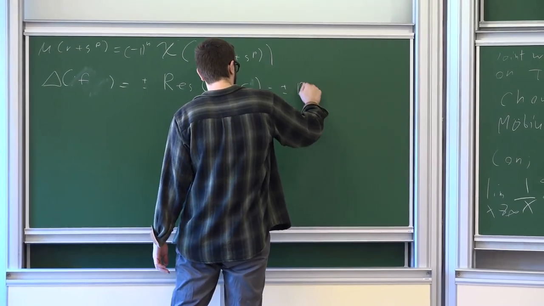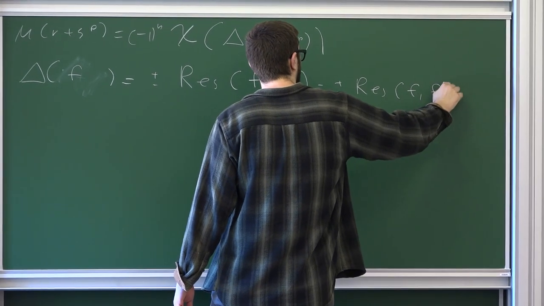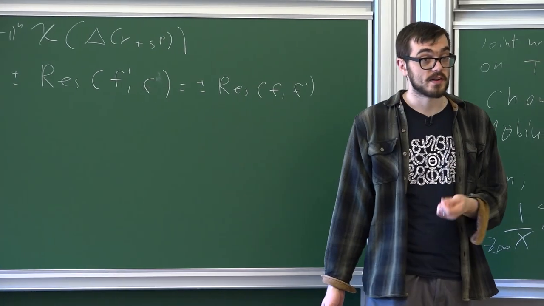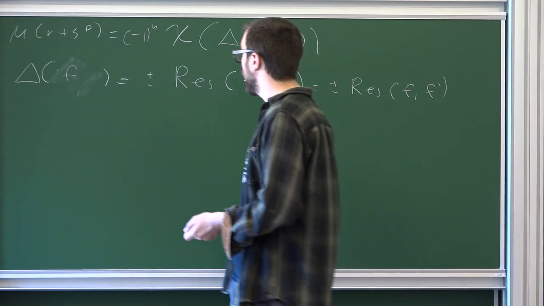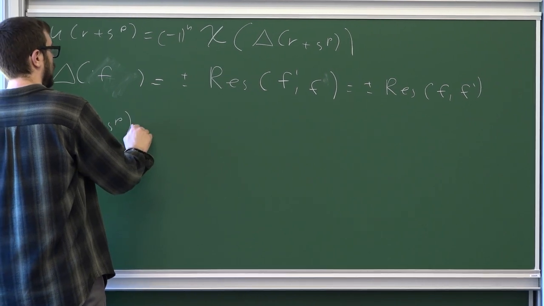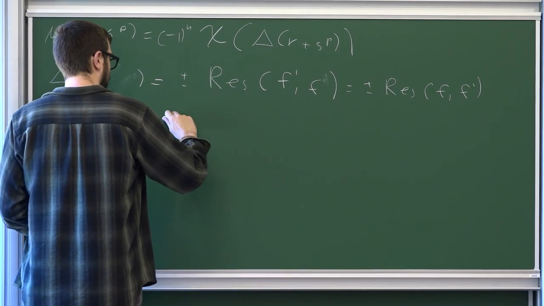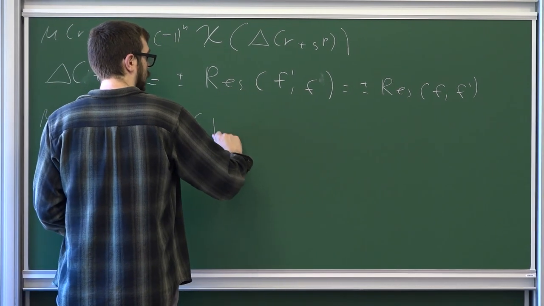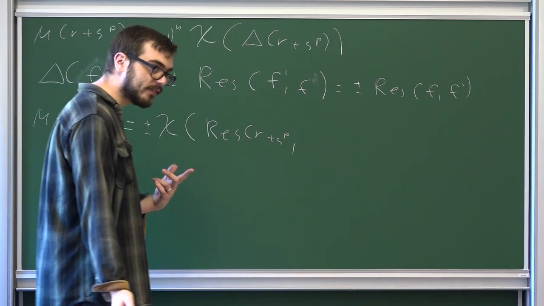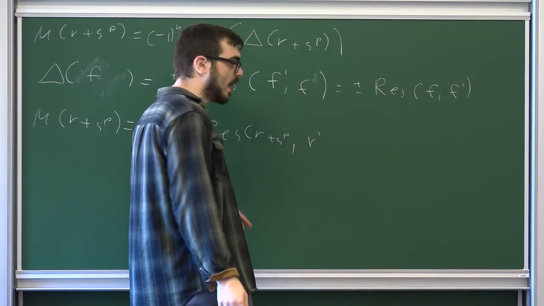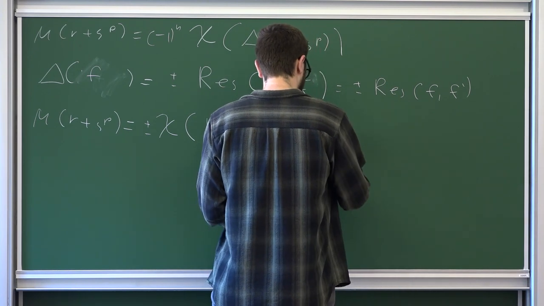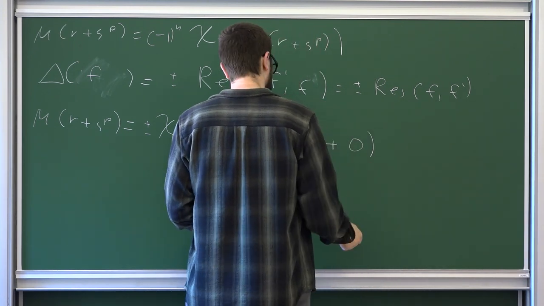And then this is, again up to some sign, the same thing as the resultant of f with f prime, the product of the values of f at the roots of the derivative of f. So that means the Mobius function of r plus s to the p is plus or minus some boring sign times chi evaluated at the resultant of r plus s to the p with the derivative of r plus s to the p. So we have the derivative of r, and then the derivative of s to the p is p times the derivative of s times s to the p minus 1, which is 0, because p is 0.